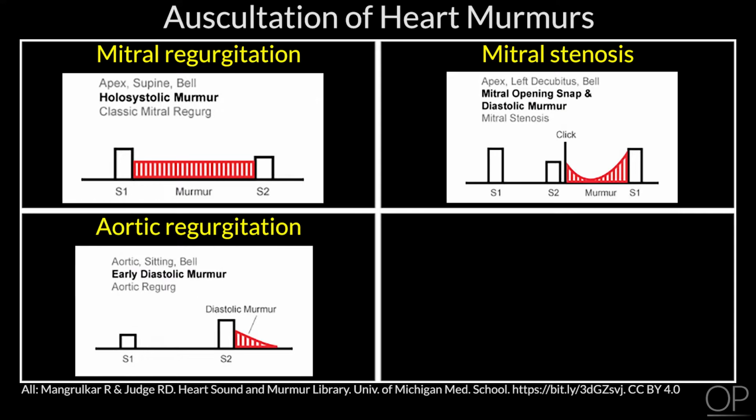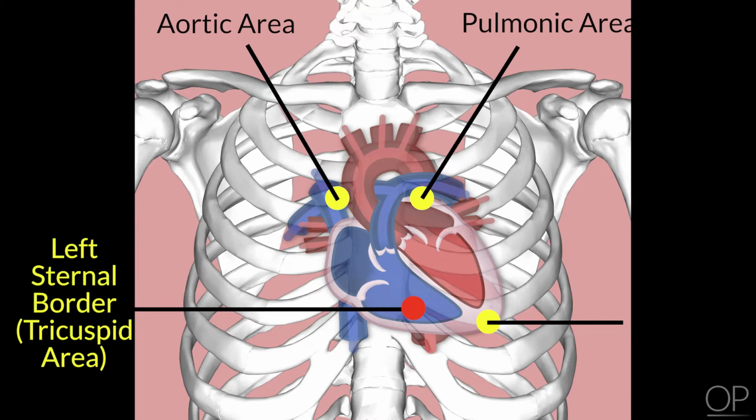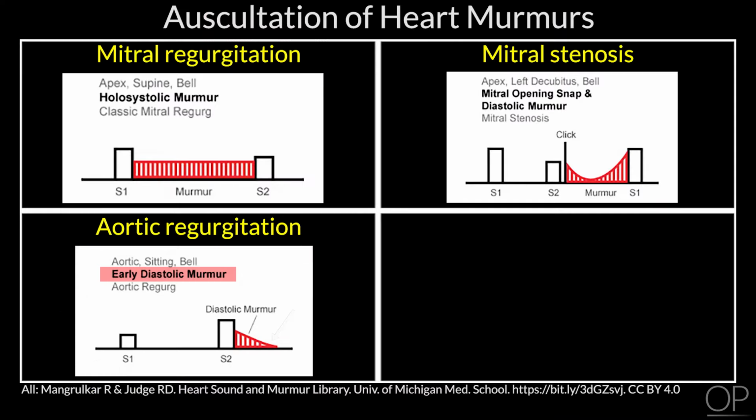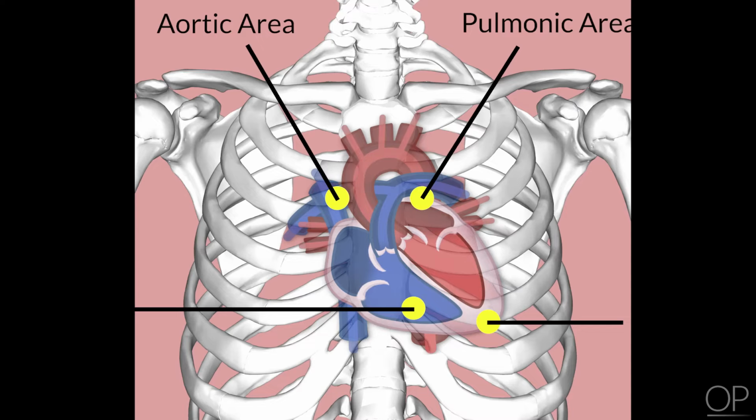In case of aortic regurgitation, there is a diastolic blowing decrescendo murmur, best heard at the left sternal border with the person sitting up. In case of aortic stenosis, the murmur is a loud, low-pitched mid-systolic ejection murmur, best heard in the aortic area and radiating to the neck.